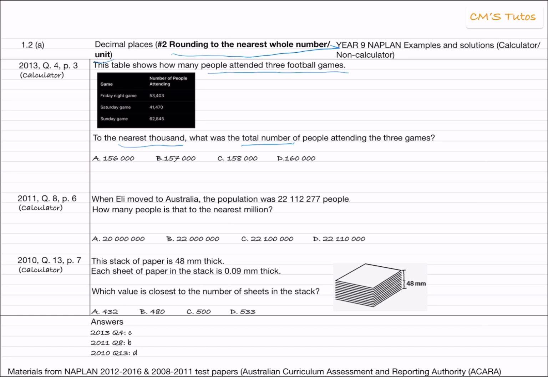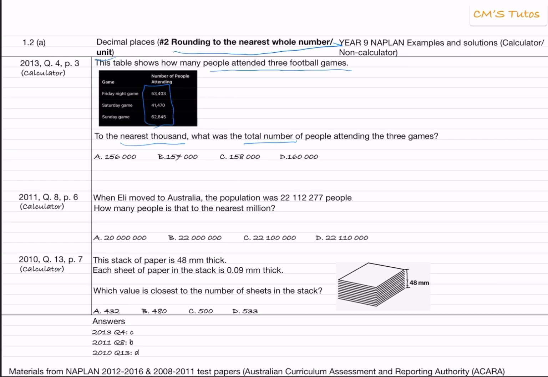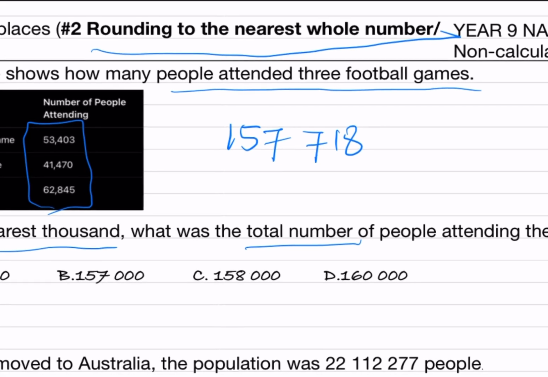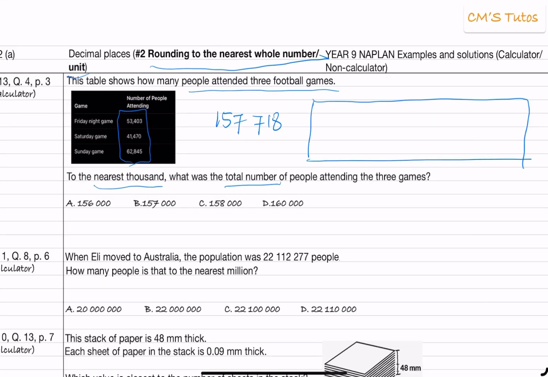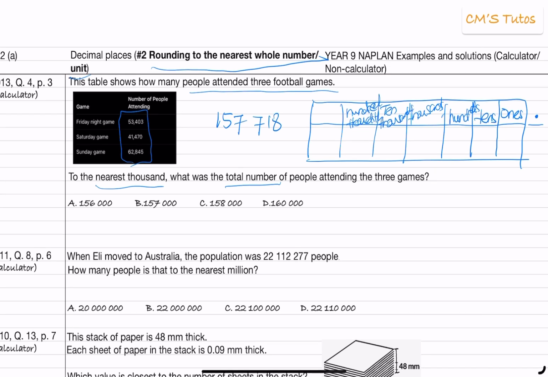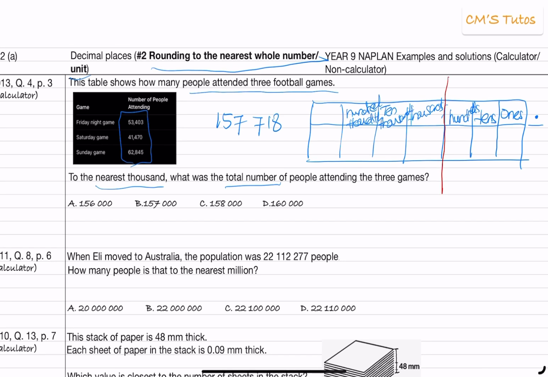What I'm going to do is pop the numbers of people attending into my calculator. It gives me 157,718. So we're just going to put that in our little table. What I like to do is sort these out by places. Remember, our numbers have their own special names, and before our decimal point here, we have ones, tens, hundreds, thousands, 10,000, 100,000. It's just asking you for the nearest 1,000. So I'm going to pop the number 157,718 into this little table.